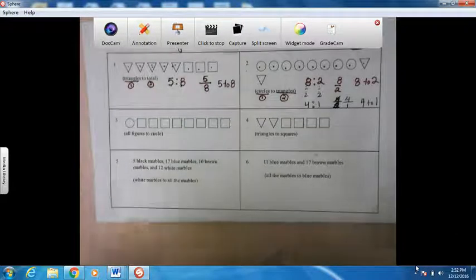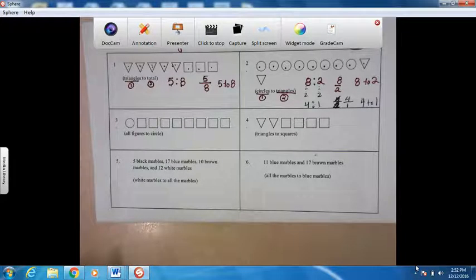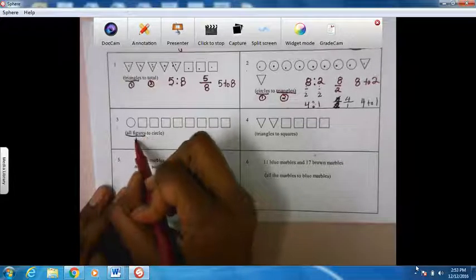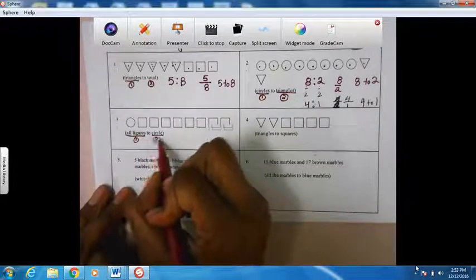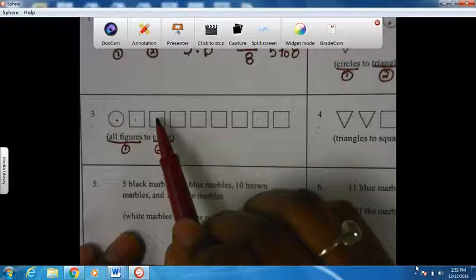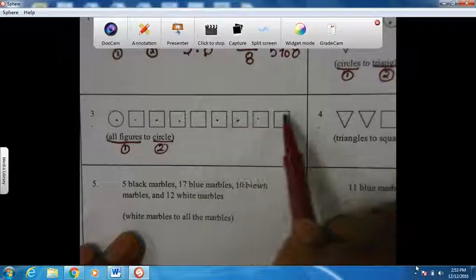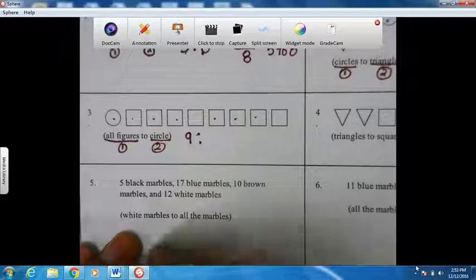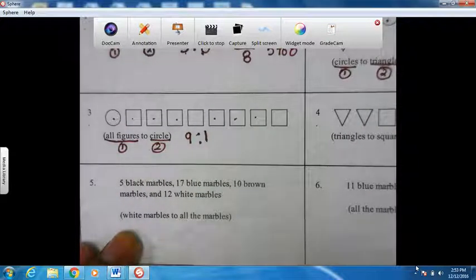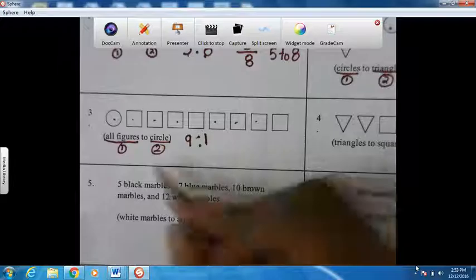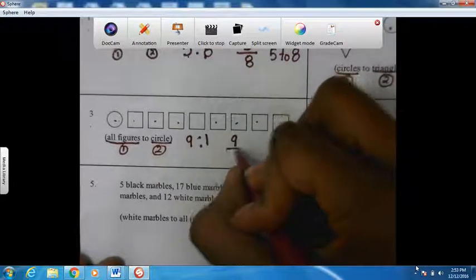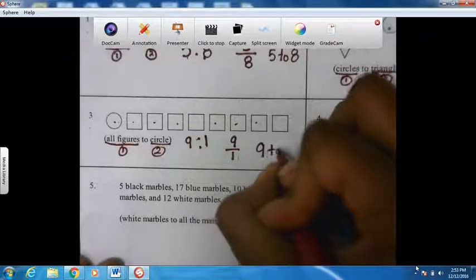All right, so you should have paused your video. Number 3 says all figures. Figures is another fancy word for shapes. So the first number is going to represent all of the figures, and there are 1, 2, 3, 4, 5, 6, 7, 8, 9. There are 9 figures or shapes, and circles there is only 1. And the greatest common factor of 9 and 1 is 1, so I can't simplify this any further. 9 to 1.